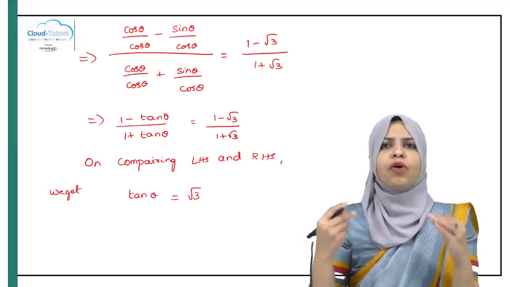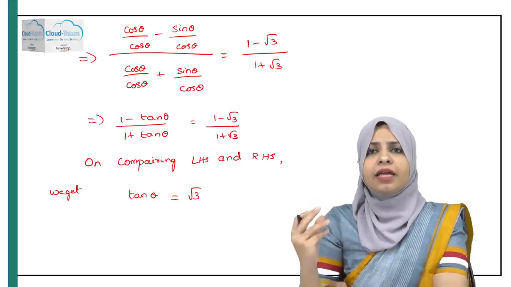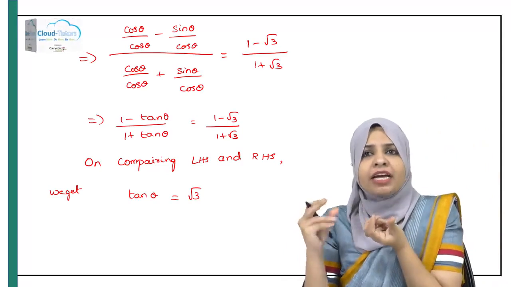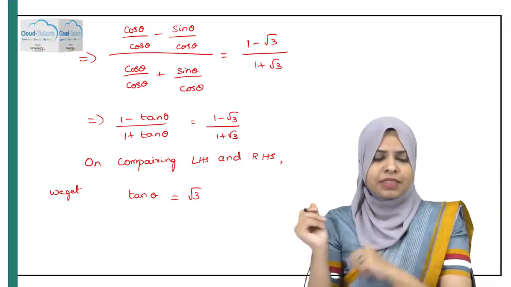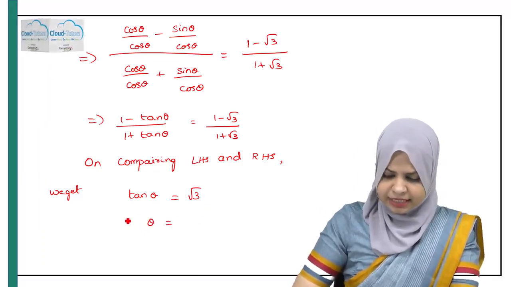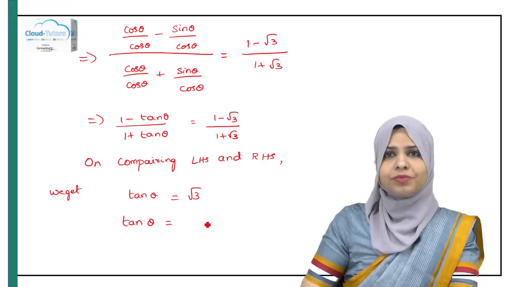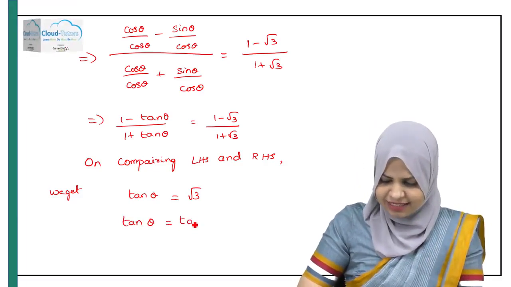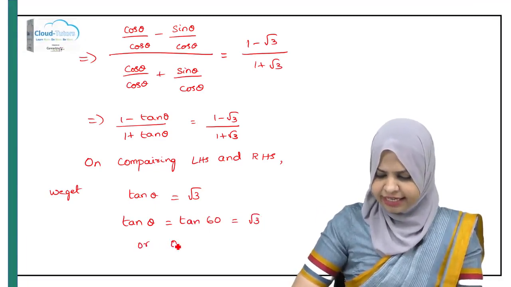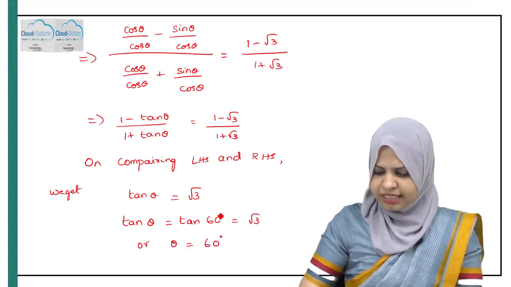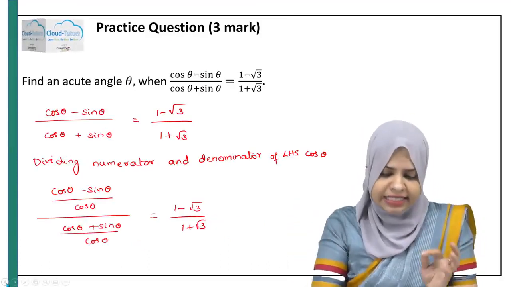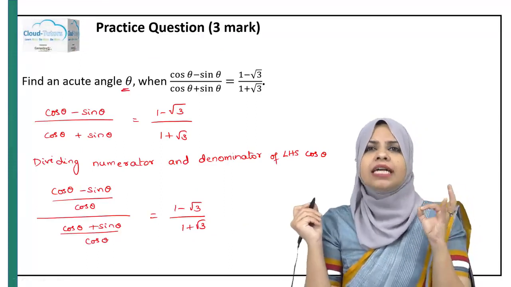Now recall, in tan, for which angle will it give you root 3? Think. So now with that I will get tan theta is equal to, you're right, it is tan 60. Tan 60 is equal to root 3, or I can say theta is equal to 60 degrees. So what was the question here? Find an acute angle theta. We had to find that angle theta.